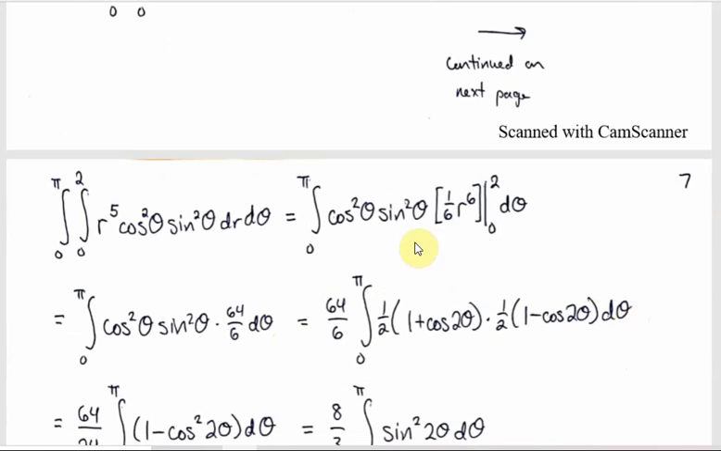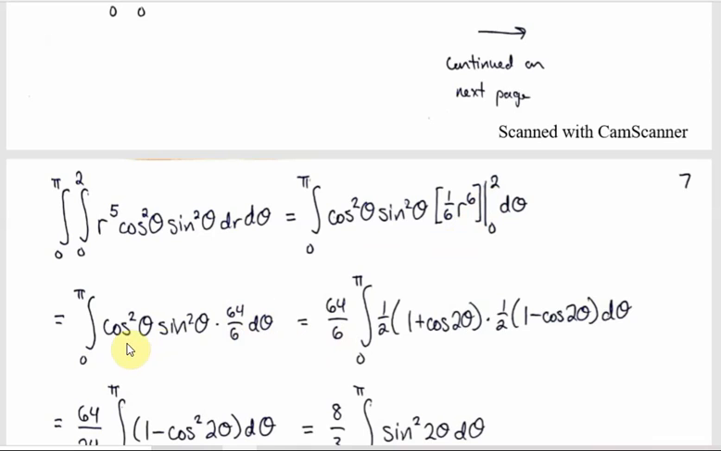All right, well, if you integrate with respect to r, then the cosine squared, sine squared is basically just a constant at this point. But then you integrate r to the 5th, you get 1/6 r to the 6th. Double evaluate that at 0 and 2. The 0 is not going to give you anything, but the 2 will, right? 2 to the 6th is 64. So you got that 64 over 6 in there, which I then pulled out front.